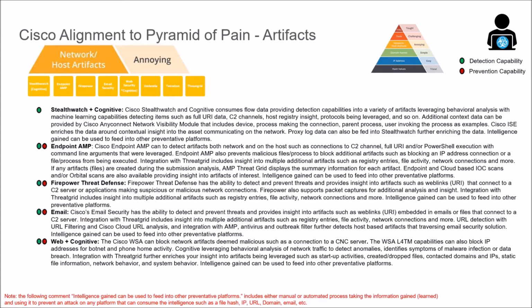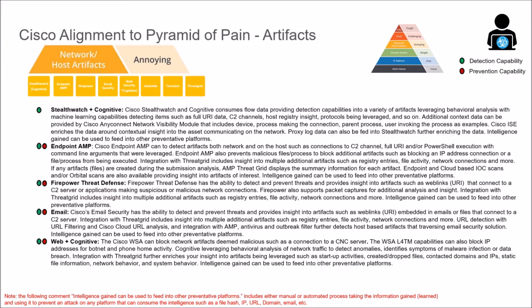So we can use Endpoint AMP actually not only to detect, but also prevent some of this activity that might take place from some of these artifacts. Integration with ThreatGrid includes insight into multiple additional artifacts, such as registry entries, file activity, network connections, and more. If any artifact files are created during submission analysis, AMP ThreatGrid displays summary information of each artifact.